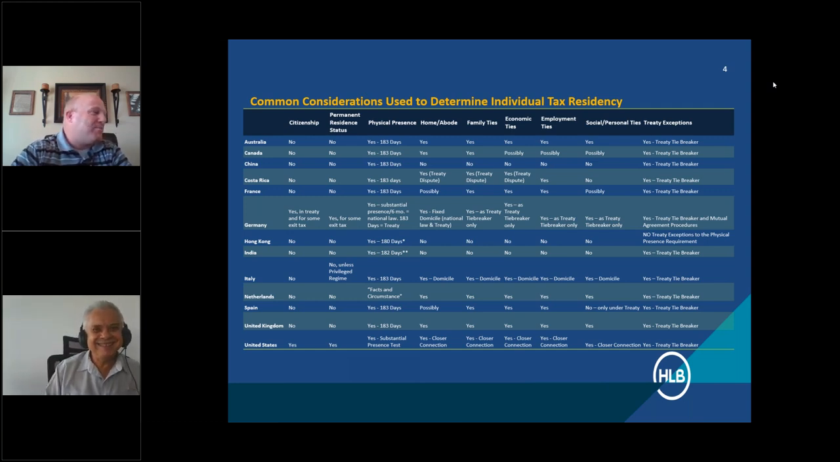As I mentioned before, you can see here the first two columns are a list of, I think, around 15 or so countries that we went through here, and look at residency considerations: what factors into residency in each of those countries. It's really interesting that for those first two columns, citizenship and permanent resident status, most countries are no. And like I mentioned in the first slide on how you determine residency in the U.S., the U.S. does factor in citizenship and permanent resident. The only other country that factors that in would be Germany.